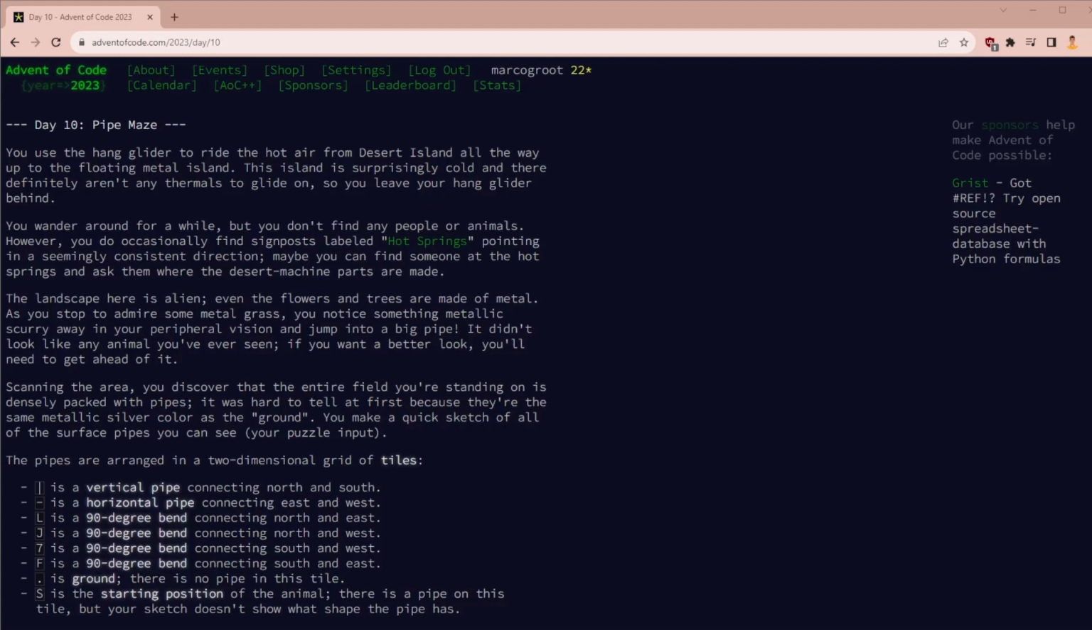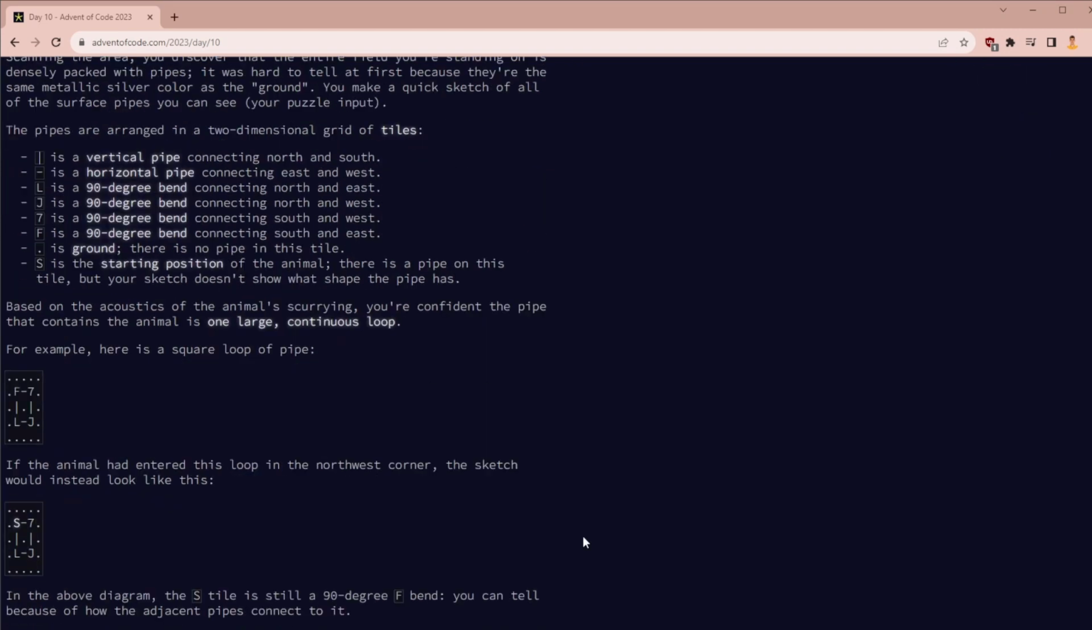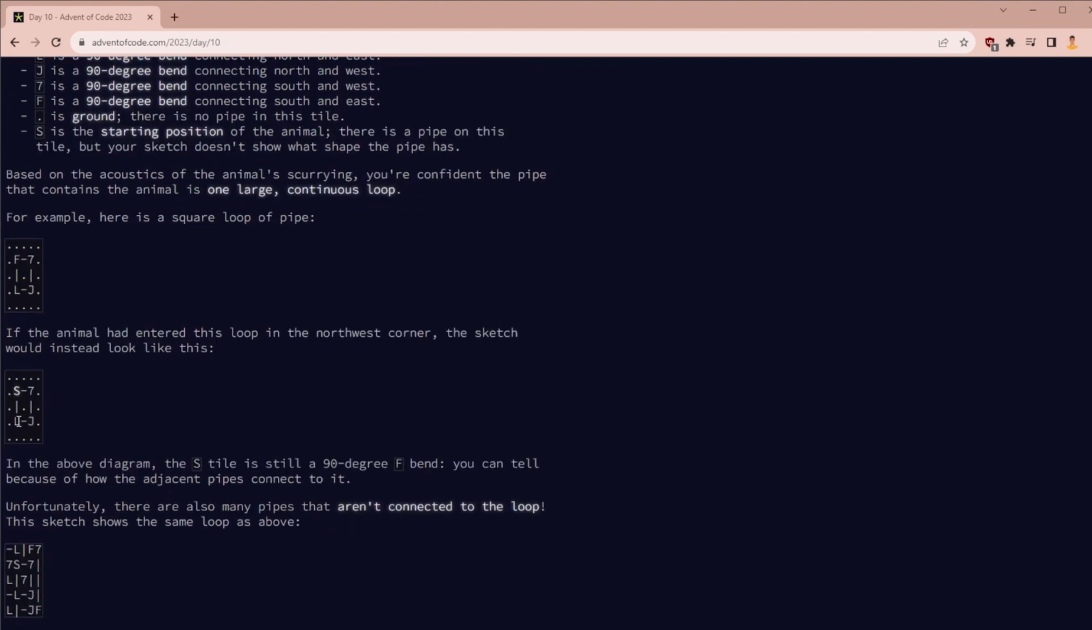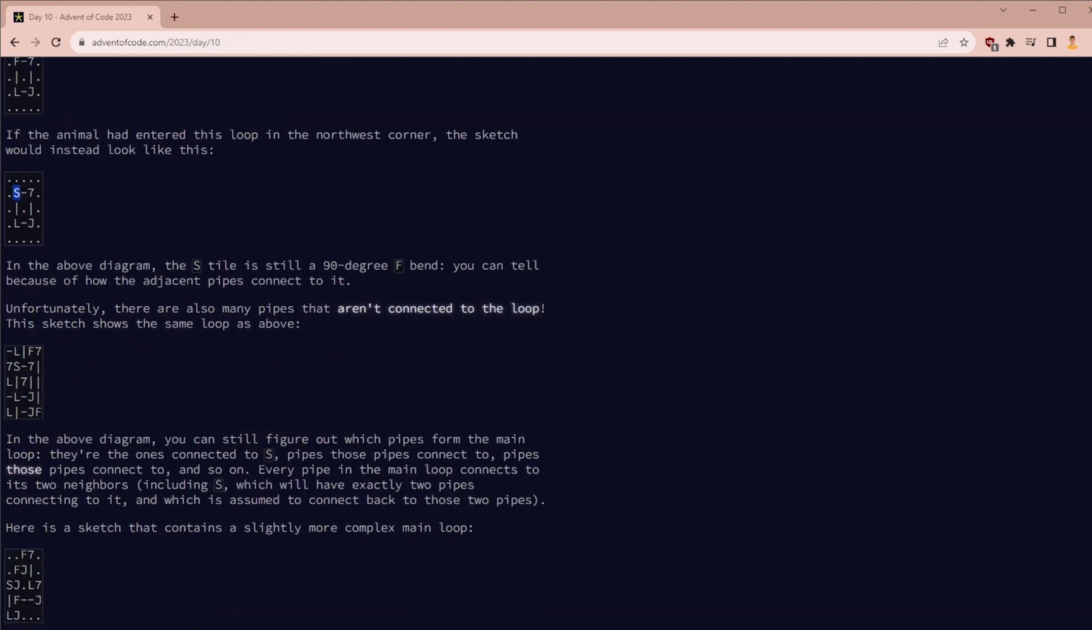Guys, day 10. This is definitely the hardest day so far, and I low-key cheated. Let's get into it. Pretty much you have a maze, where each of these represents a pipe. You have a starting point in the maze, and you can follow the pipes, and it goes in a loop of some kind.